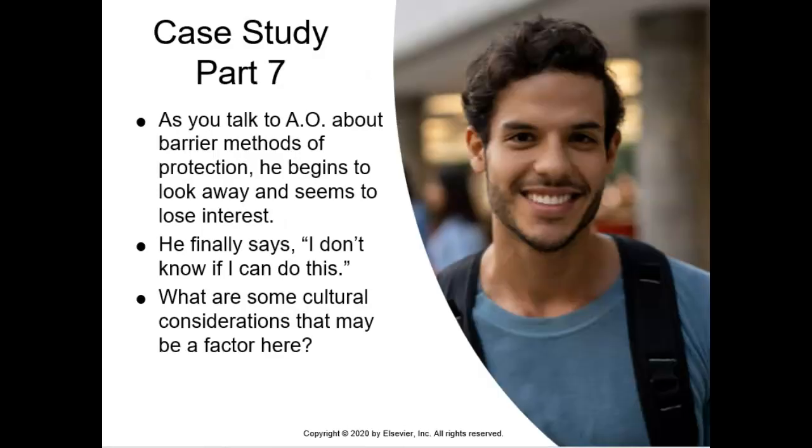All right, as you talk to AO about the barrier method of protection, he begins to look away and seems to lose interest. He finally says, I don't know if I can do this. So what are some cultural considerations that may be a risk factor here?